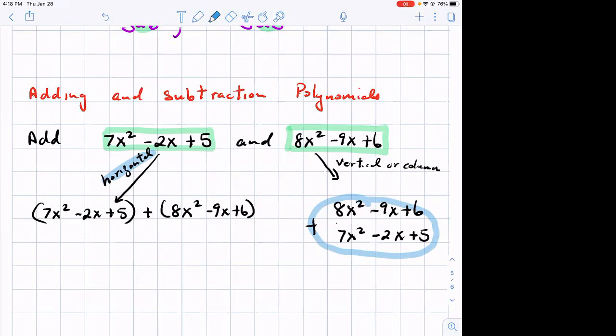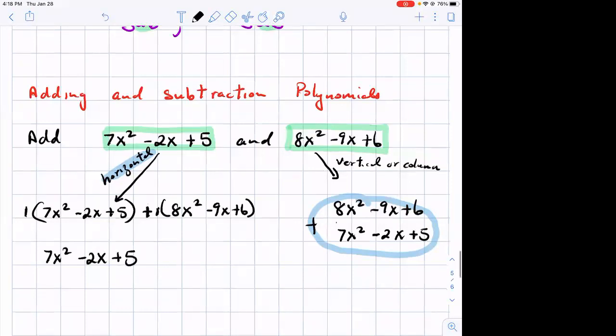Now, what do we do? Well, to get rid of the parentheses first, keep in mind there's an invisible 1 here, an invisible 1 there, which you should learn later on to distribute. So this becomes 7x squared minus 2x plus 5. And then if you distribute the plus sign, you distribute the positive sign to each one of those, you get plus 8x squared minus 9x plus 6.